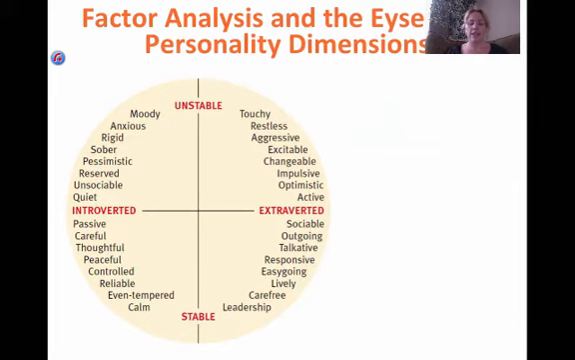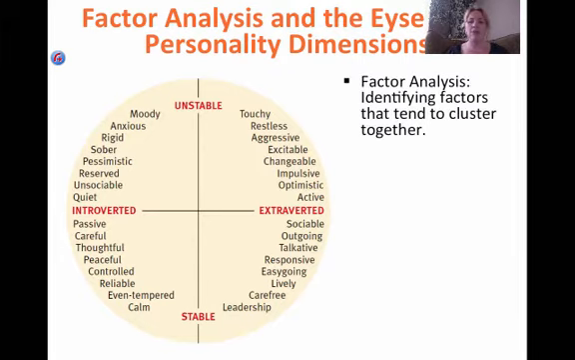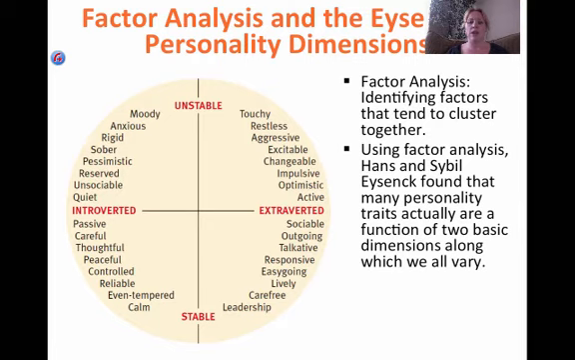In the history of trait theory, Eysenck's personality dimensions were one of the originals. They used something called factor analysis, which is identifying factors that tend to cluster together to come up with their personality dimensions. It works on two scales: unstable to stable, and introverted versus extroverted. Depending on where you fell on the scale, you would exhibit different personality traits. For instance, if you fell in the unstable extroverted quality, you're going to have these personality traits, whereas if you fell in the stable introverted category, you would have this other dimension of traits.